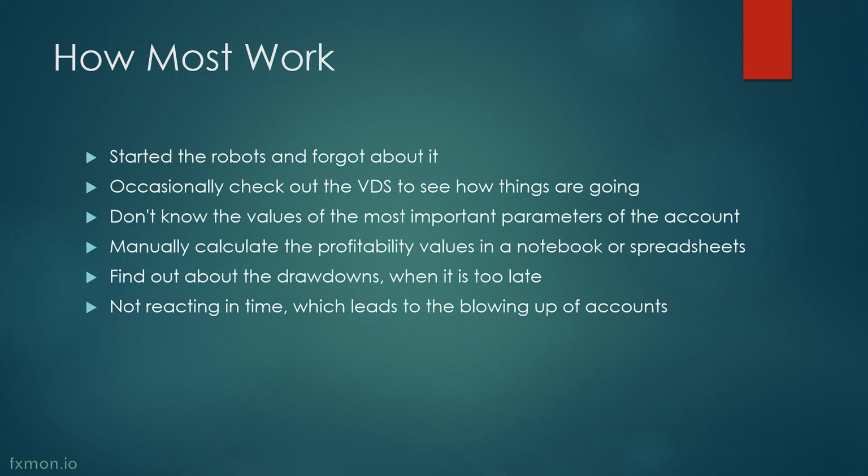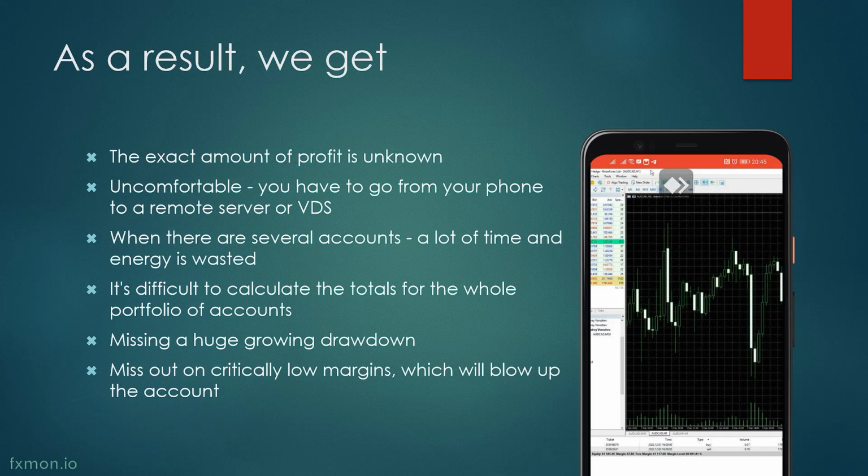They manually calculate the profitability values in a notebook or spreadsheets. They find out about the drawdowns when it's too late, not reacting in time, which leads to the blowing up of accounts. We don't know the exact sum of the absolute and relative returns. You have to calculate manually, it takes time and the result is inaccurate.